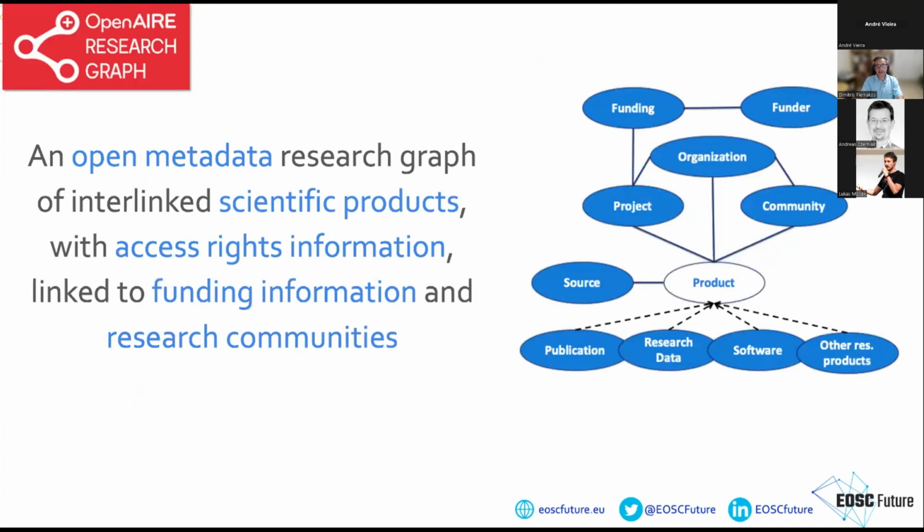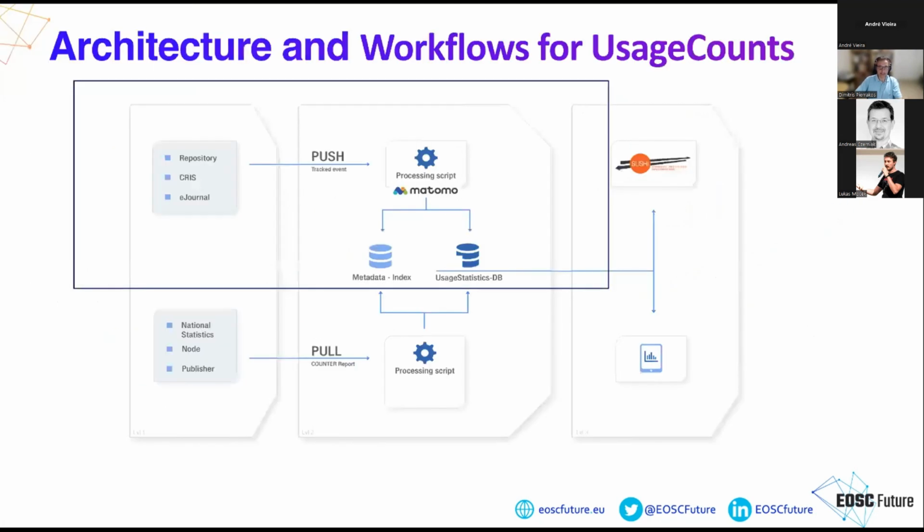Just to mention that the research products on board in OpenAIRE are becoming part of the OpenAIRE Graph, which is the main structure of OpenAIRE information and comprises interlinked scientific products with access rights information linked to funding information and the research community. The OpenAIRE Graph provides a model for the representation of information that OpenAIRE uses to represent objects in the scholarly communication domain and the relationships that exist among them. So UsageCounts simply counts the products that are available in the OpenAIRE Graph.